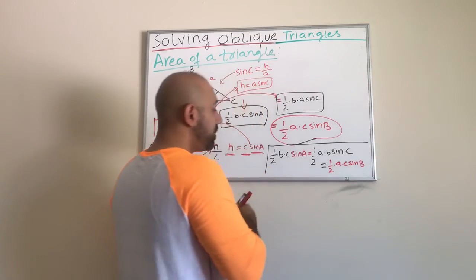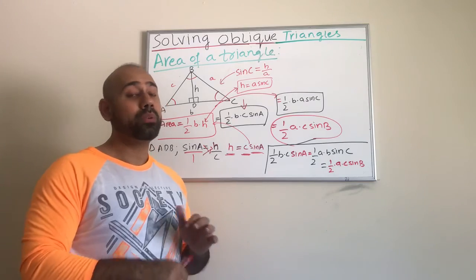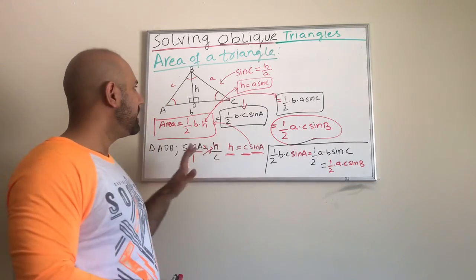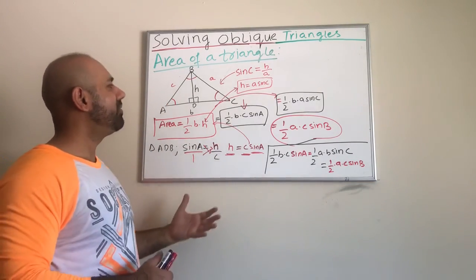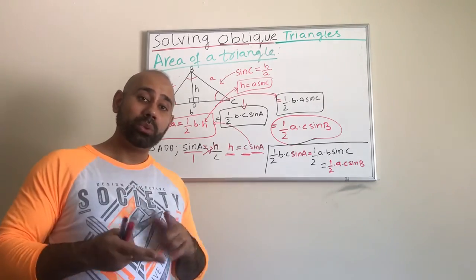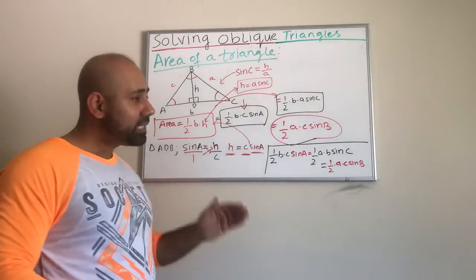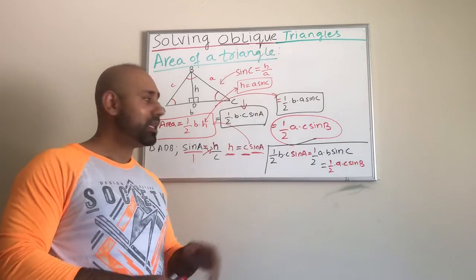So it depends on what is provided to us. Based on that, we pick the right formula and we find the area of a triangle. So guys, this is how we derive the formula for the area of a triangle in terms of the product of the two sides and the included angle. And in my next video I'm going to show you some examples using this.